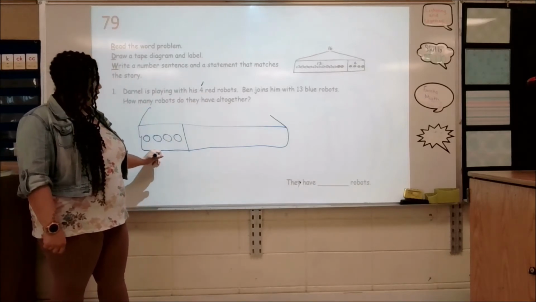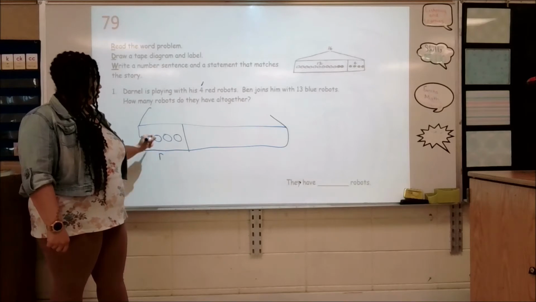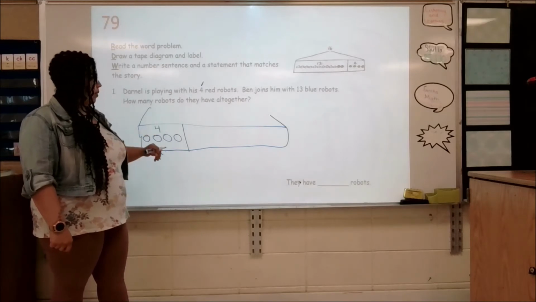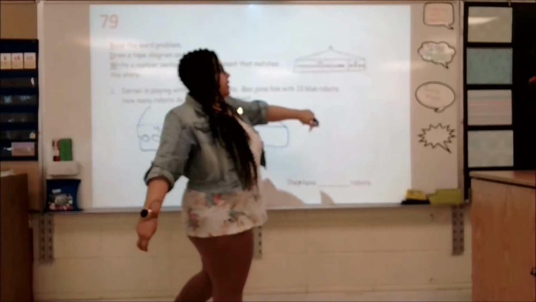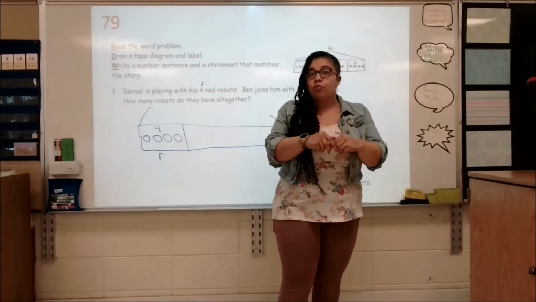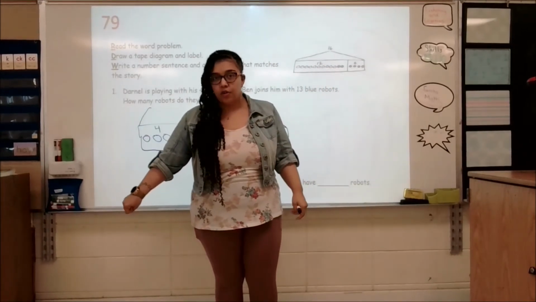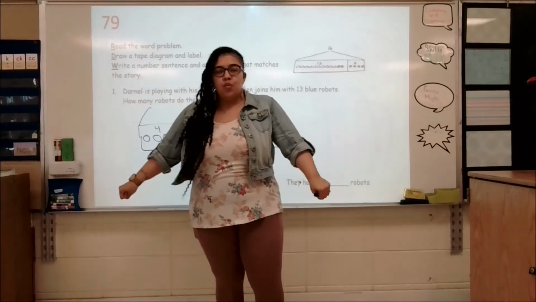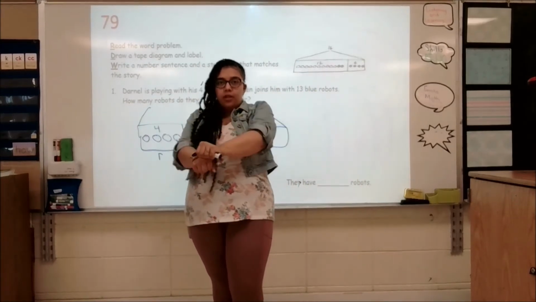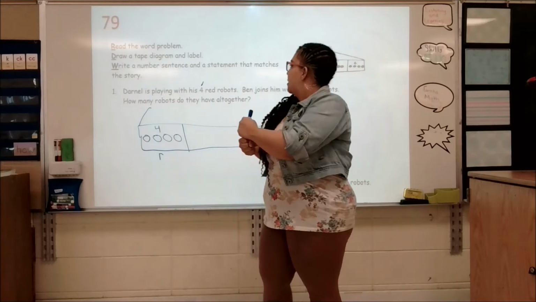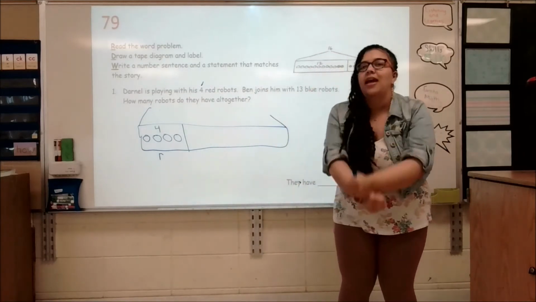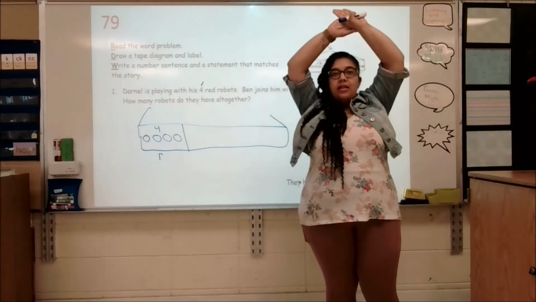Let's go with the R for red. So there's 4. That's the first part. Ben joins him with 13 blue robots. So here's Darnell and his 4 red. And here comes Ben with his 13 blue. They're putting their robots together. It says, how many robots do they have all together?